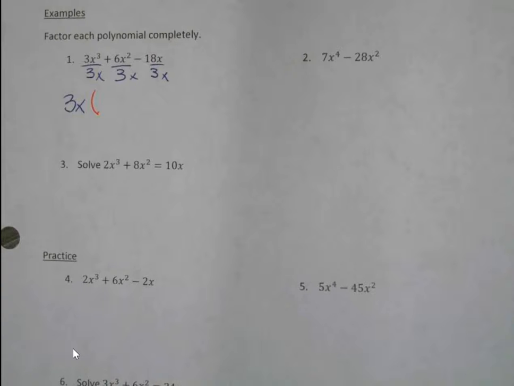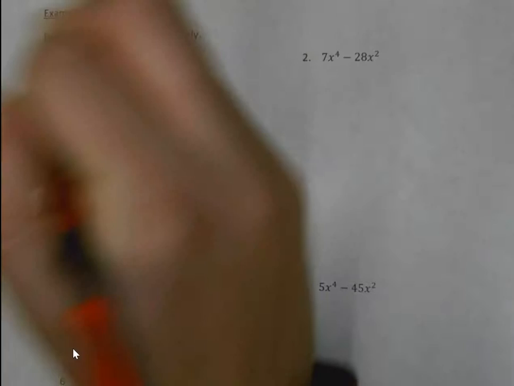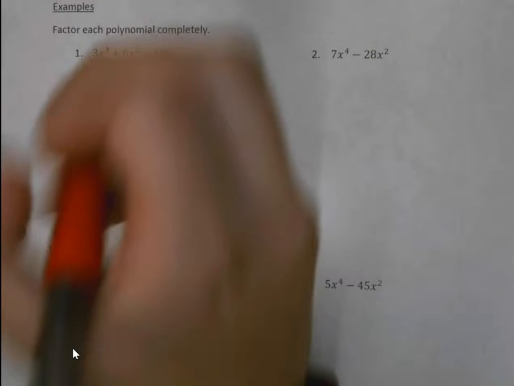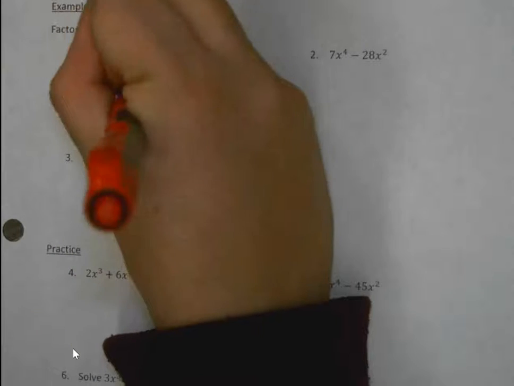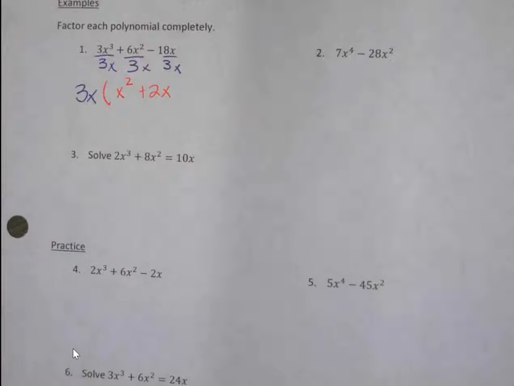No one knows? It's just x squared, because the 3's cancel out, and then I subtract my exponents. Okay, what is 6x squared divided by 3x? 2x. And negative 18x divided by 3x? Negative 6.